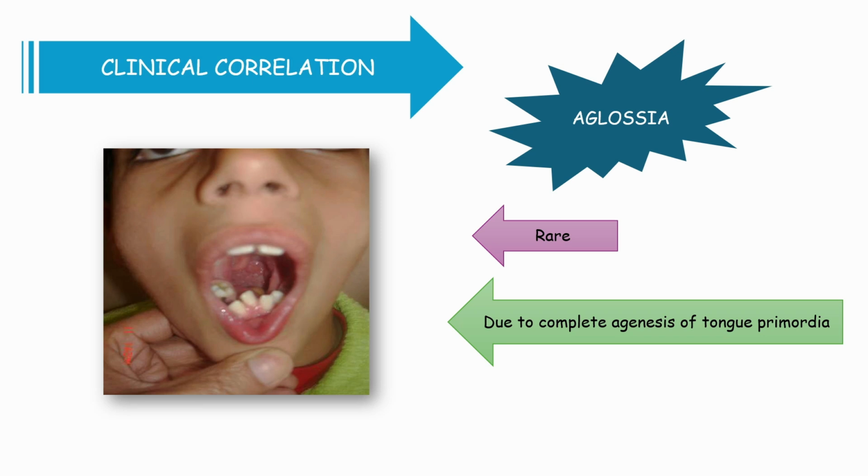Sometimes we may also see another condition known as hemiglossia or half tongue. It is basically due to the absence of one of the lingual swellings. So when one of the lingual swellings fails to develop, it will result in hemiglossia.